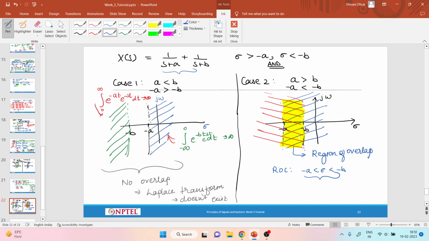Madam, in some textbooks I saw they use mod of... real value of s is between a and b. Yes, maybe they are generalizing. S is your sigma plus j omega, so your sigma is real part of S. So you can just write this as minus a less than real part of S is less than minus b. No harm. Yeah, it is the same thing.